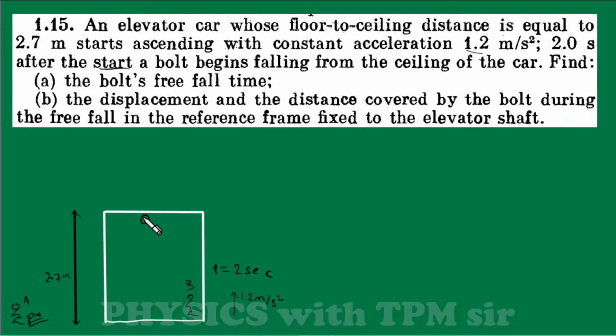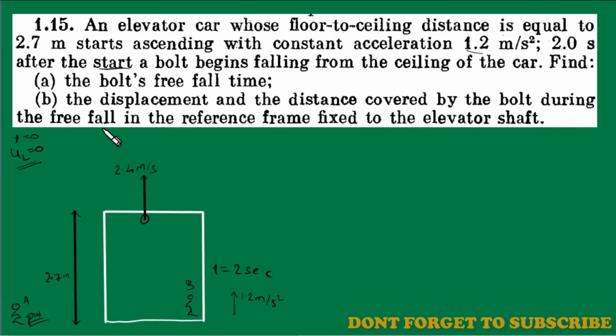I can say that this lift and bolt, just before t is equal to 2 seconds, because at t is equal to 2 seconds this bolt has detached, both are moving with velocity v is equal to u plus at, and u is 0 for the lift at t is equal to 0. Let me write it because this is important. At t is equal to 0, velocity of lift was 0, right? At t is equal to 2 seconds, v is equal to u plus at. So a is 1.2 into t of 2 seconds, that is 2.4 meter per second. This is the velocity.